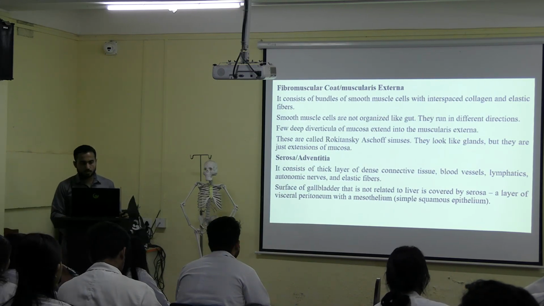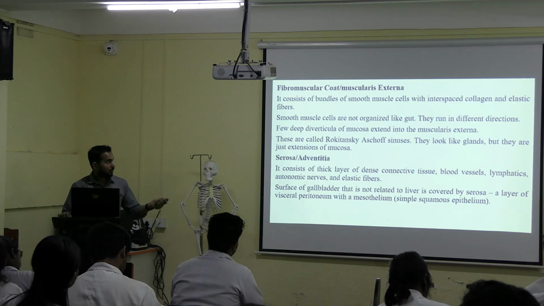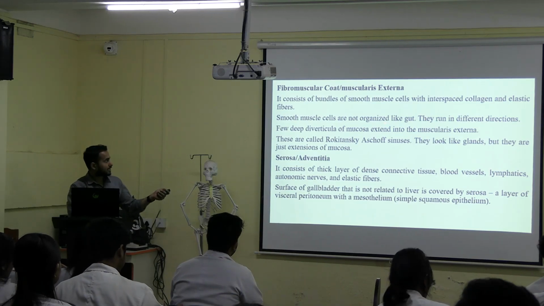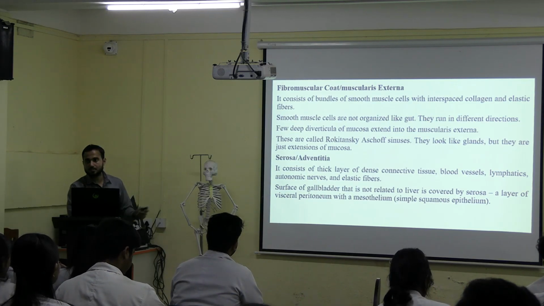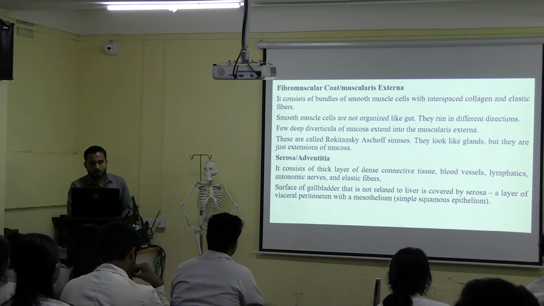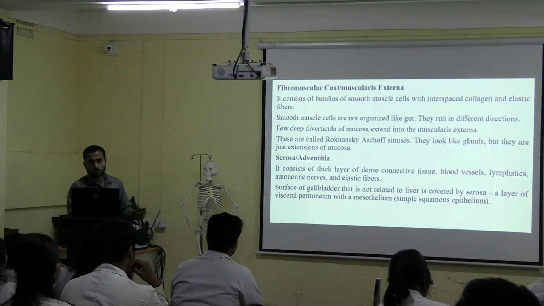Next, the fibromuscular coat is there. As I said, bundles of smooth muscle cells are there, and in between that, collagen fibers and elastic fibers are present. Now, what about the smooth muscles? They are not organized like the gut, or like the GIT. They run in different directions, that means an irregular pattern. Now, there are a few diverticula. This is very important. There are a few deep diverticula of the mucosa into the muscularis externa, also called the fibromuscular coat.